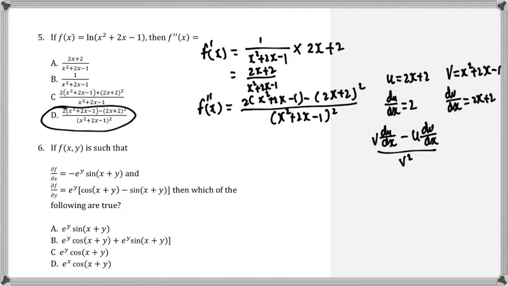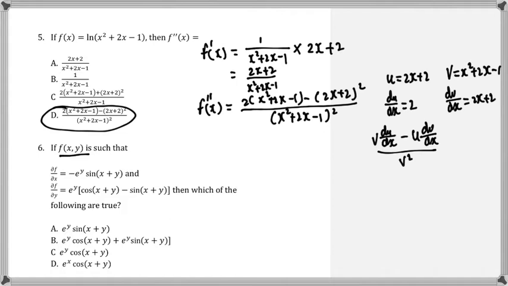Now let's look at question 6. They are saying if f of x comma y, a function in terms of x and y, is such that the first partial derivative with respect to x is this, and the first partial derivative with respect to y is this, which of the following are true? They want us to find which one of these is f of x comma y.